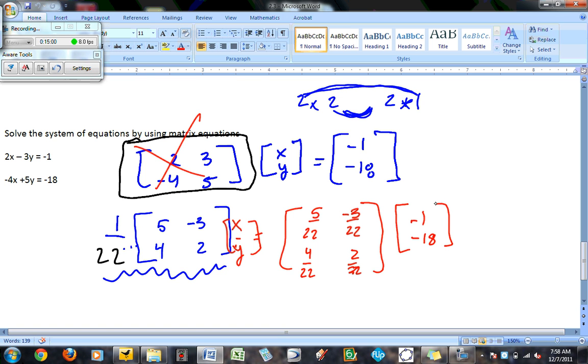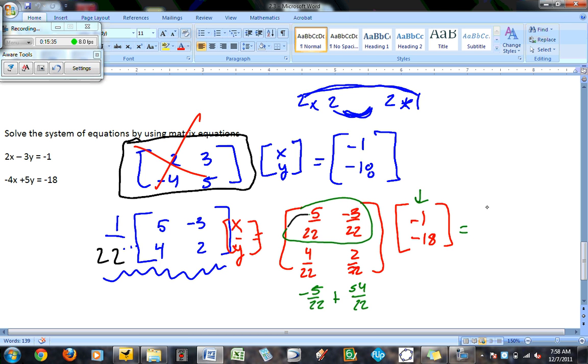All right, so when we multiply matrices, we multiply row by column. So I go 5/22 times the -1, which is -5/22, plus -3/22 times -18 is going to be a positive, and 18 times 3, when we multiply fractions, we multiply straight across. 18 times 3 is just 54, so 54 over 22. That's going to be our top row. I'm running out of room. I apologize for how messy this is.